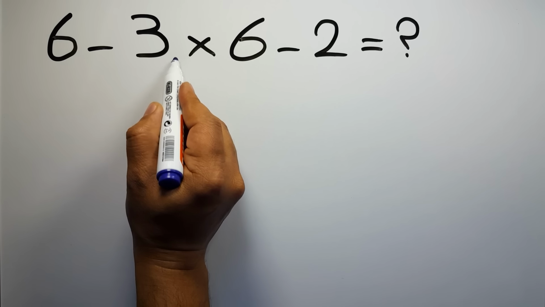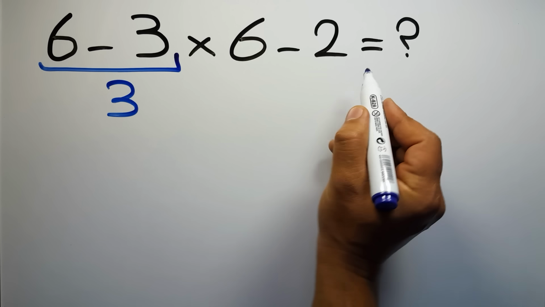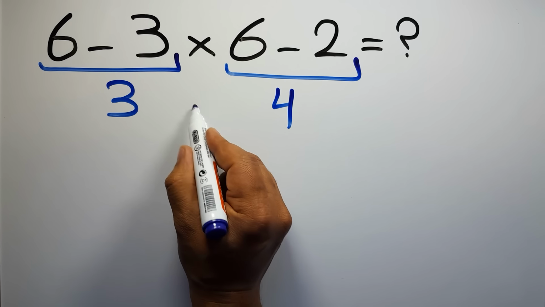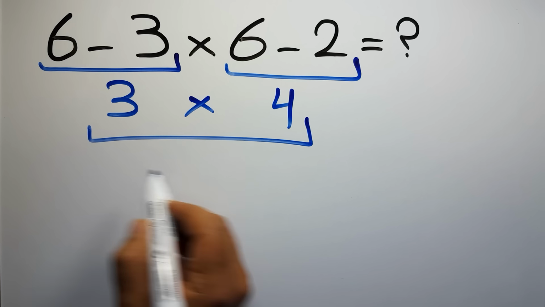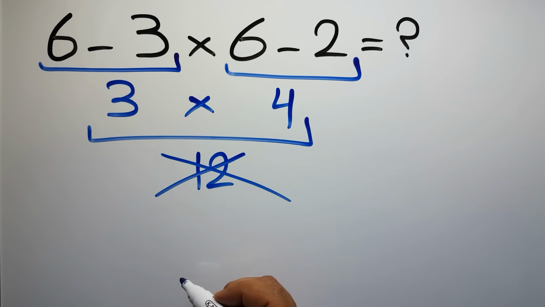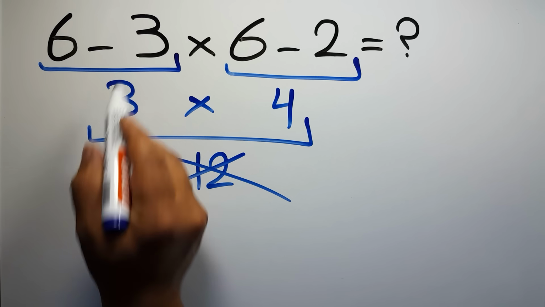6 minus 3 equals 3. And here we have 6 minus 2, which equals 4. So 3 times 4 gives us 12. But this answer is not correct, because according to the order of operations, multiplication has higher priority than subtraction.